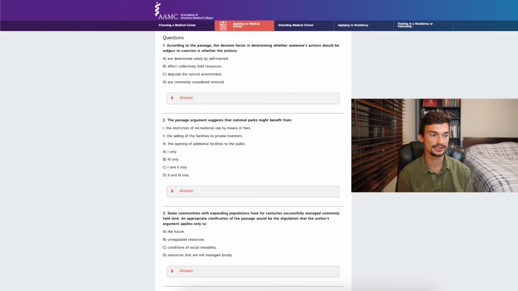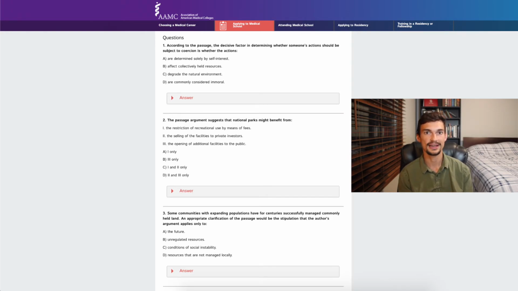Roman numeral 2 says the selling of the facilities to private investors. For much of the passage, the author argues that individuals working in their own self-interest will eventually bring ruin upon society, especially in a case where there is high population density, which the author says has occurred already. The author also doesn't mention private investors specifically, or privately owned resources, just resources that are commonly held between everyone in a society, and how individual decisions affect those commonly shared resources. So Roman numeral 2 doesn't make much sense for us. That means our answer is A.